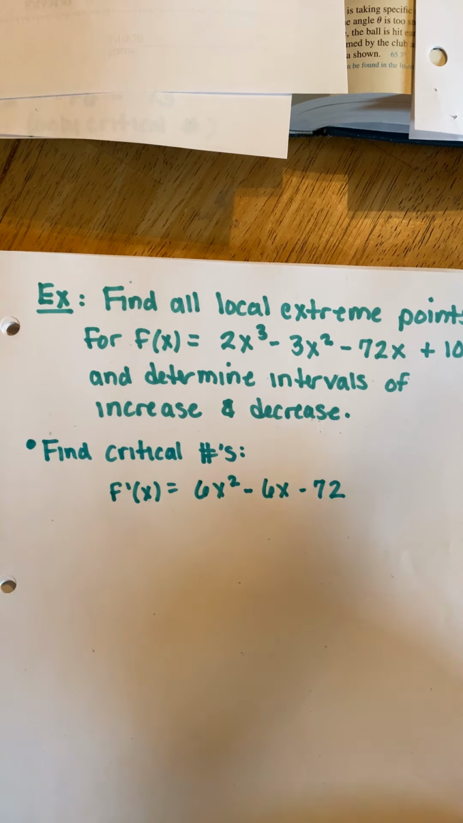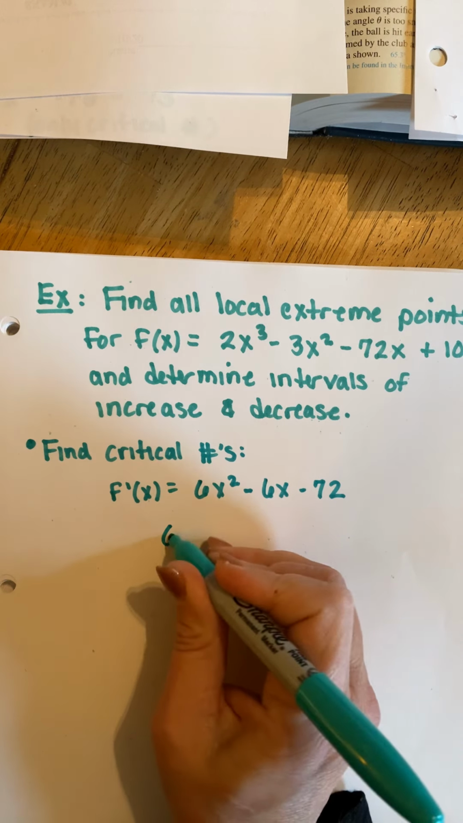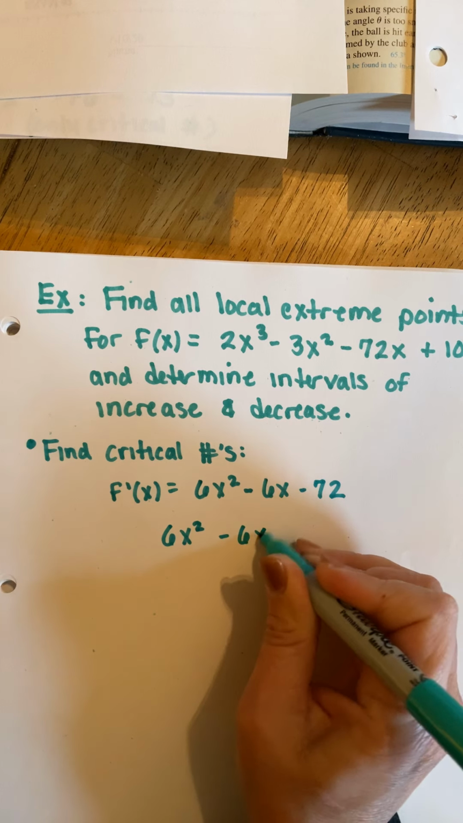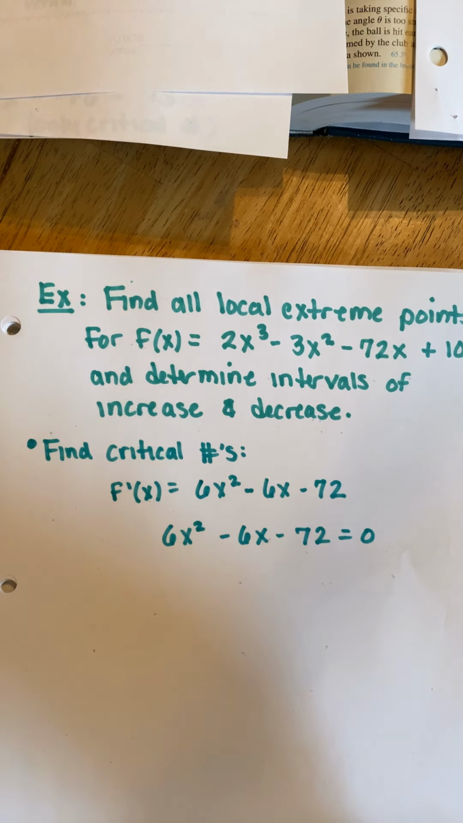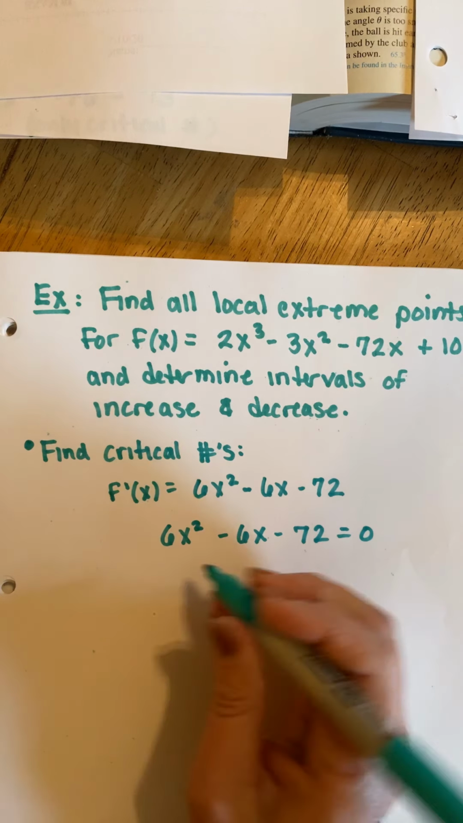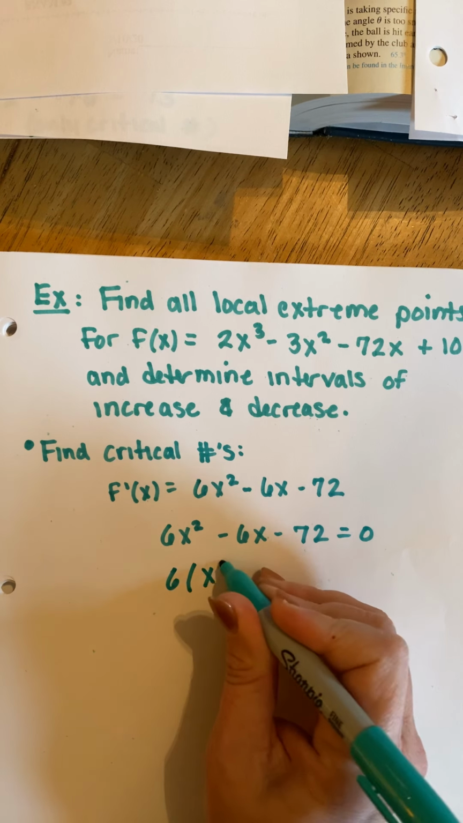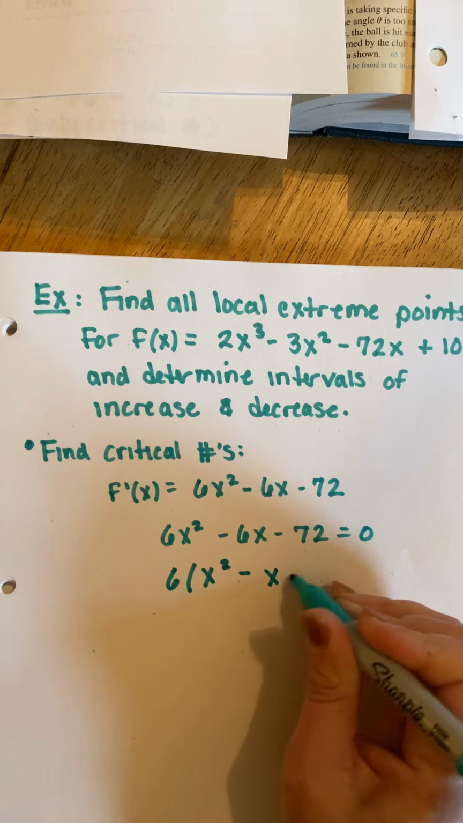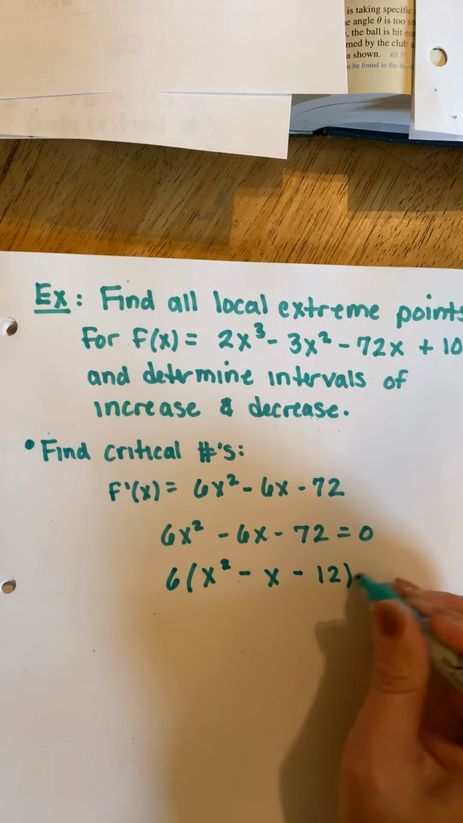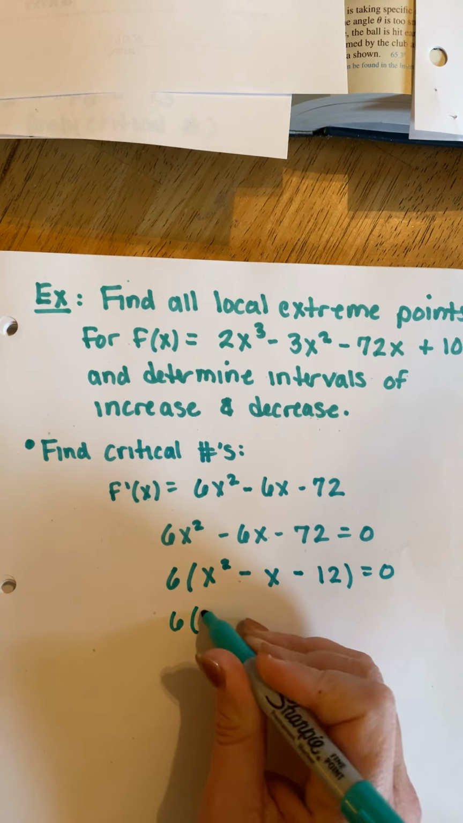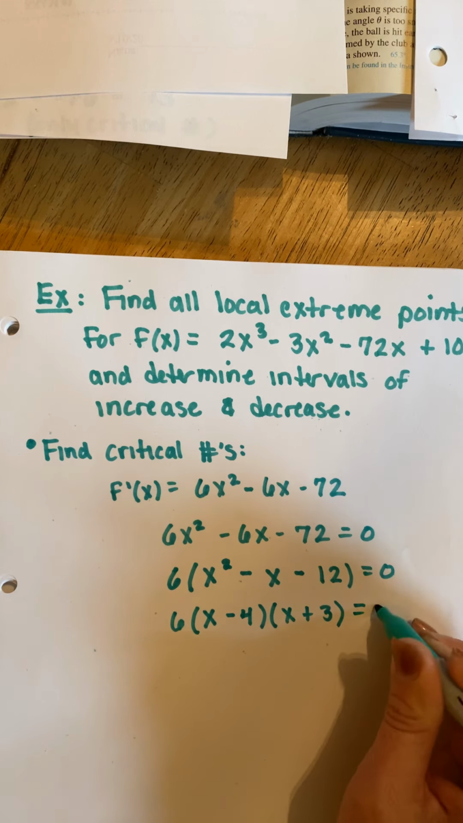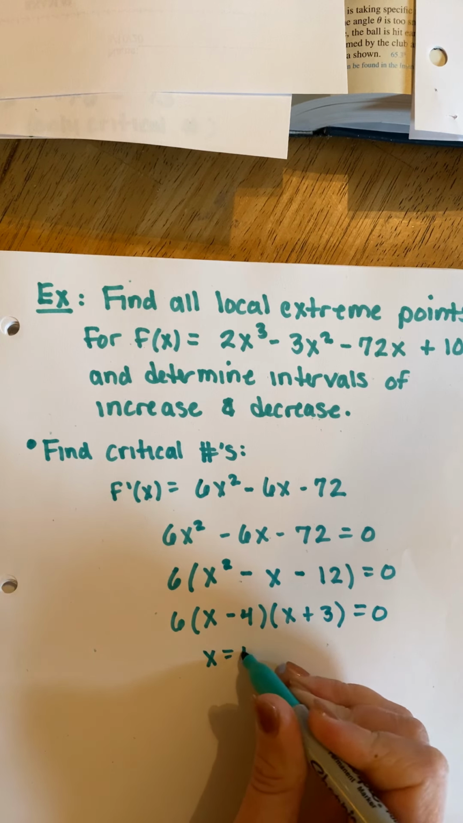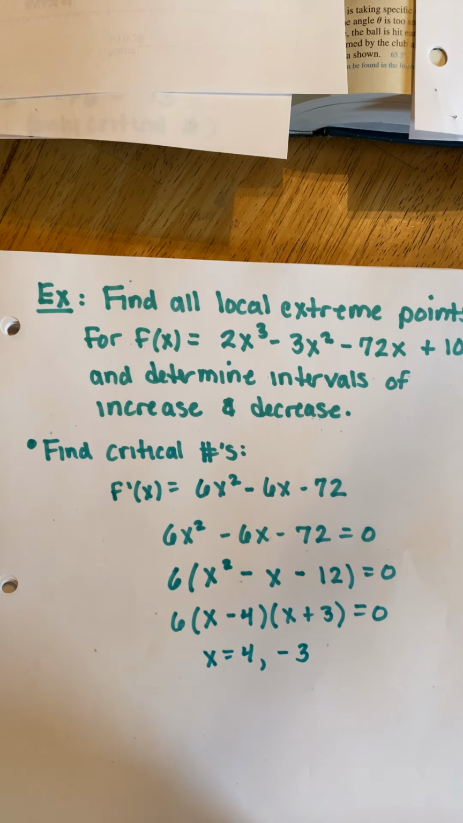And we have to ask ourselves two questions. Where is this function equal to 0? And where is this function undefined? Well, the derivative is just a quadratic, so it's not undefined anywhere. So we're just going to set it equal to 0. You can use quadratic formula here, but if you think ahead, notice that all the coefficients have a common factor of 6. We can take this out. And notice what remains factors nicely. This is just x minus 4 times x plus 3 equals 0, so we get x equals 4 is one of our critical numbers and negative 3.